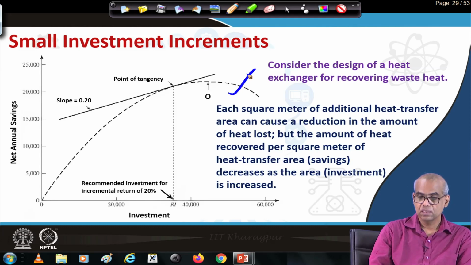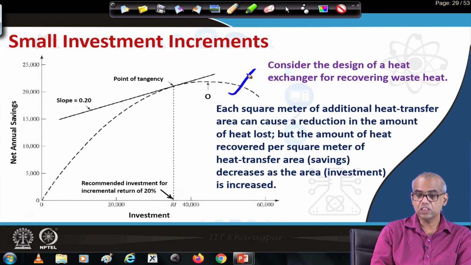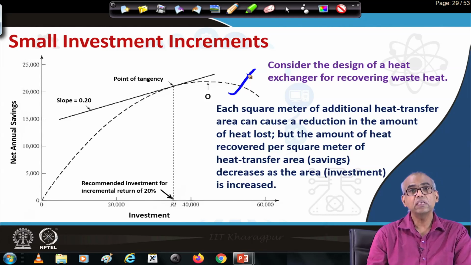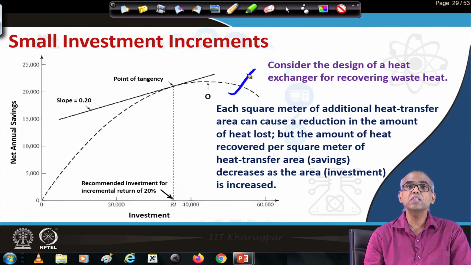Note that when you start increasing the additional heat transfer area, you recover more and more waste heat. So, the amount of savings increases. So, the amount of heat recovered per square meter of heat transfer, which is savings, will increase in the beginning, but later on it will decrease, and later on a situation will come where your investment is more compared to savings.